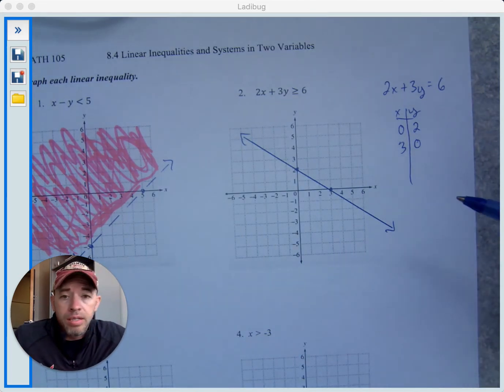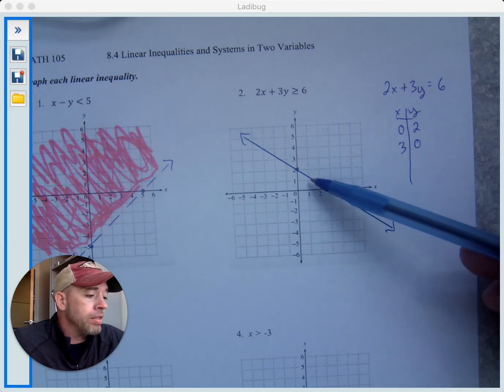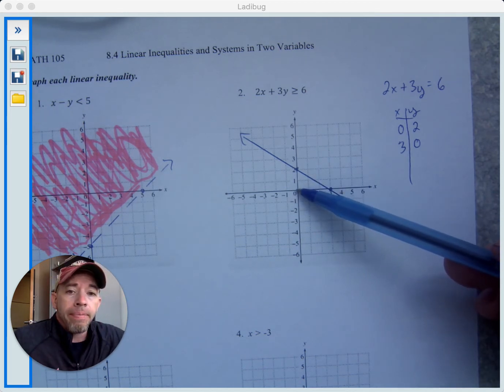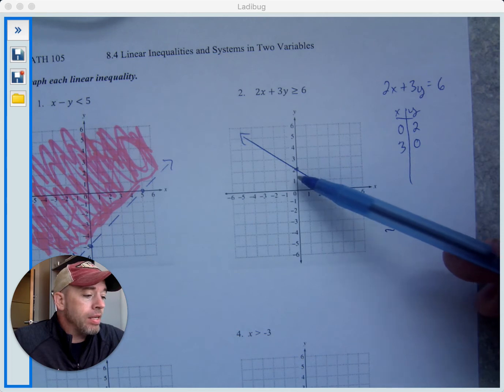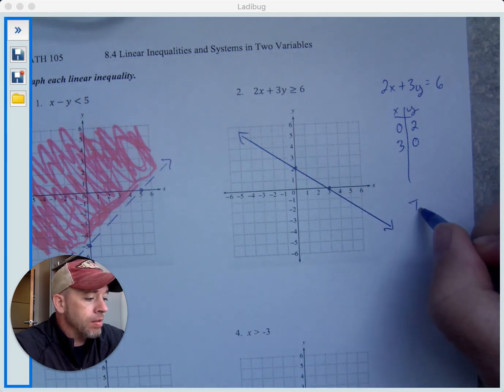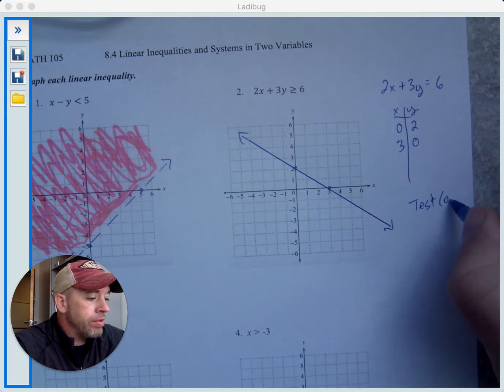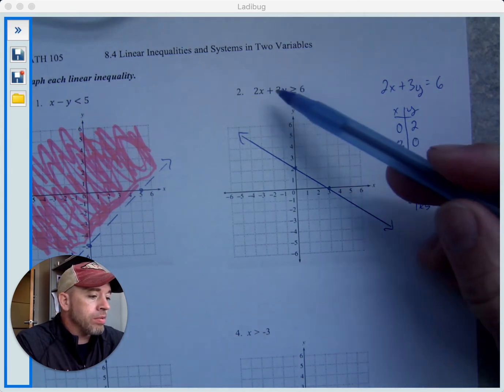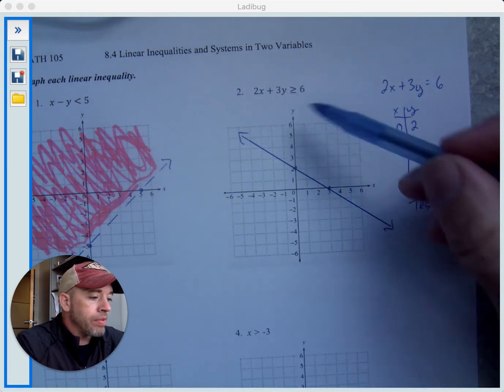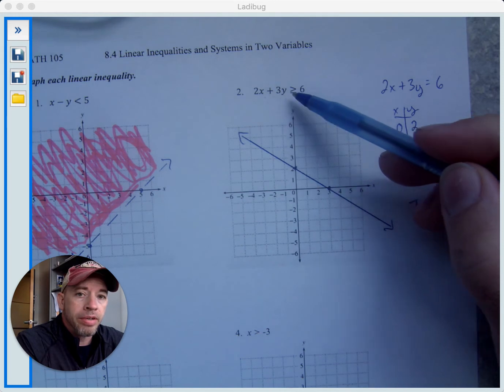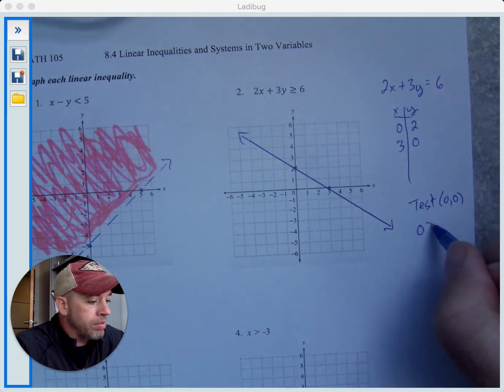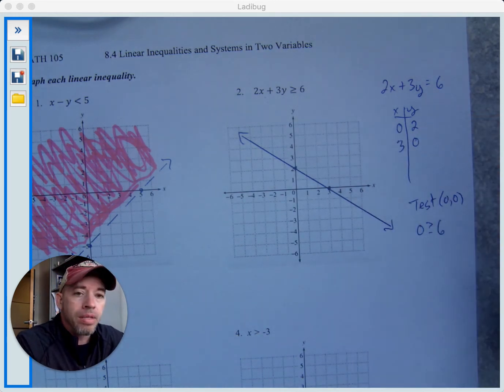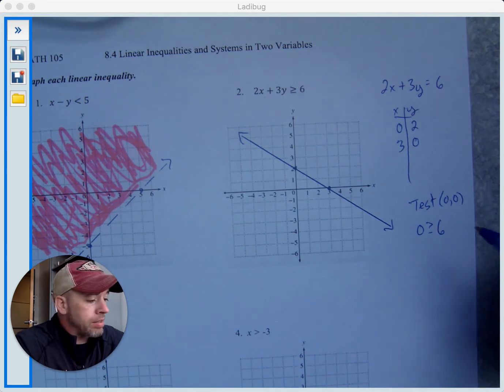If, again, 0, 0 is not on your boundary line, you can test it. 0, 0 is not on the boundary line, so I'm going to test 0, 0. If I plug 0, 0 in, I would have 0 plus 0 is greater than or equal to 6, so I'd have 0 is greater than or equal to 6, right? That's not true, is it? That's false.